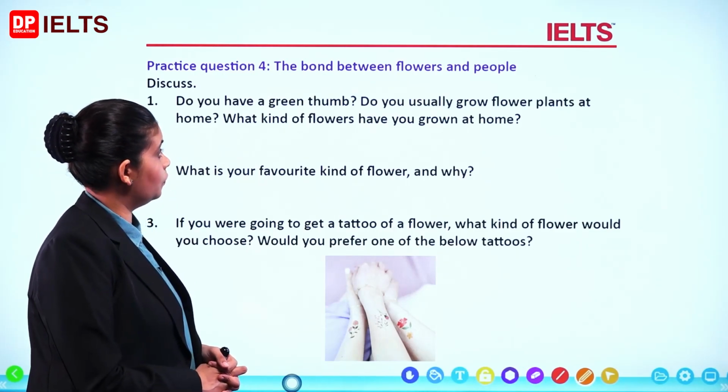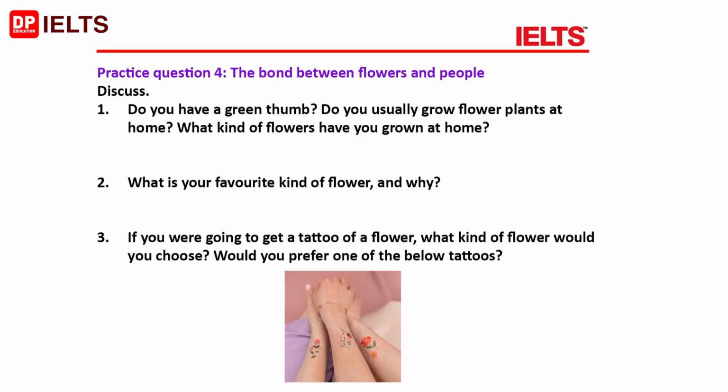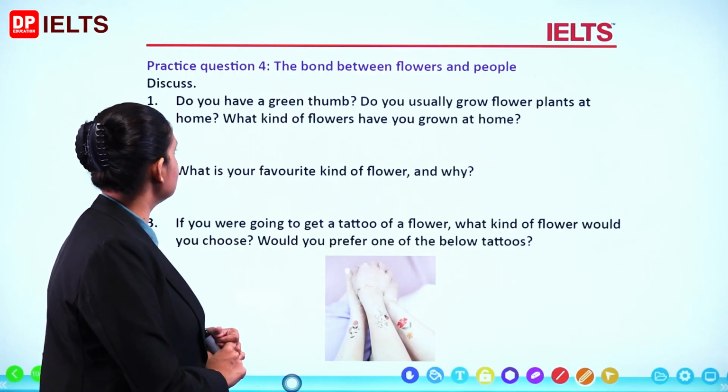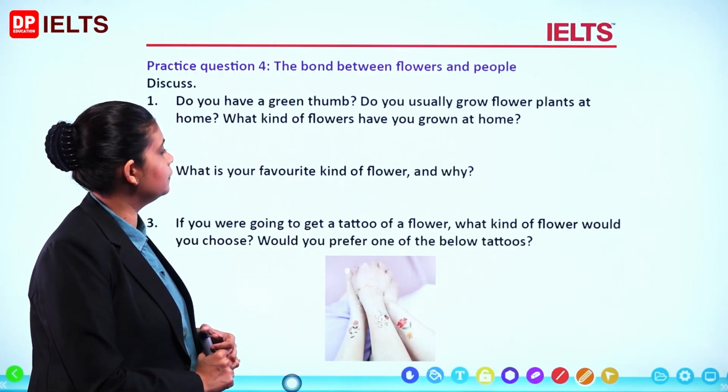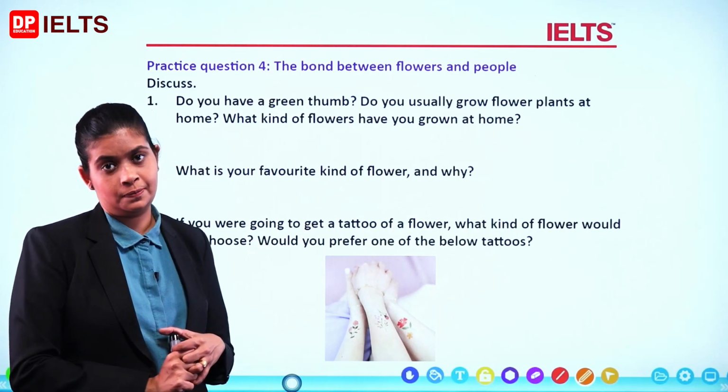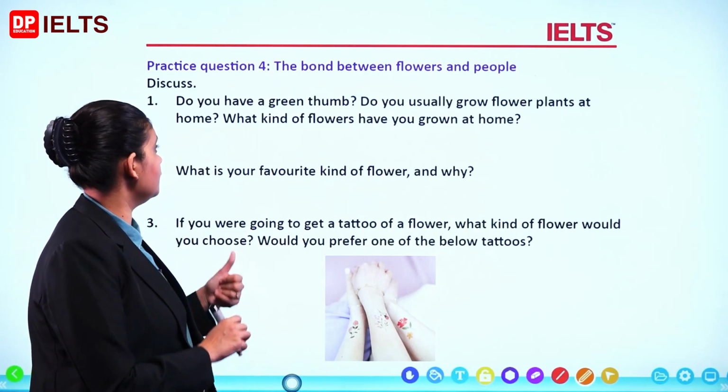Practice question 4. The bond between flowers and people. Right? Do you have a green thumb? Do you usually grow flower plants at home? What kind of flowers have you grown at home? Right? So, do you have a green thumb?